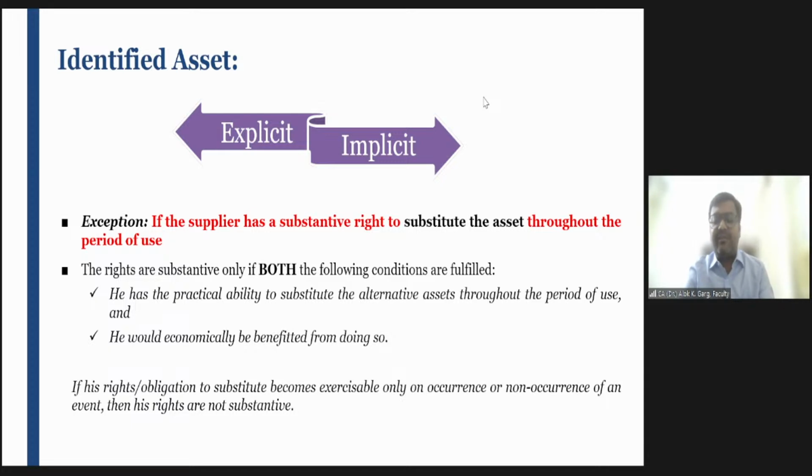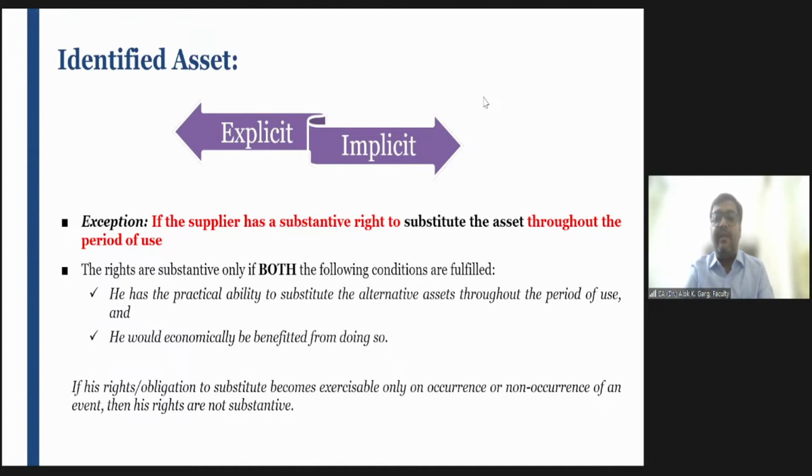So number 1, it has to be explicitly or implicitly mentioned in the contract, right? Number two, the lessor does not have a substantive substitution right. What is meant by substantive? Substantive means practical right to exercise. Substantive means exercisable right, right? The lessor should not have a substantive substitution right, meaning the lessor does not have an exercisable right to replace the asset.